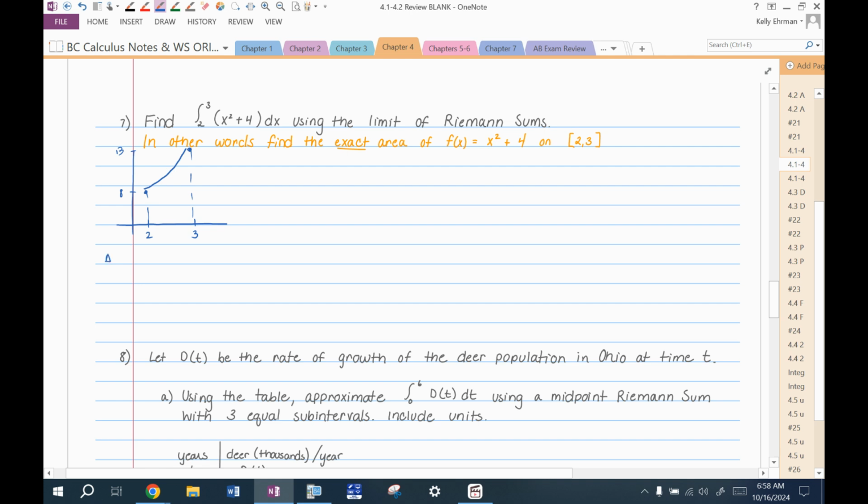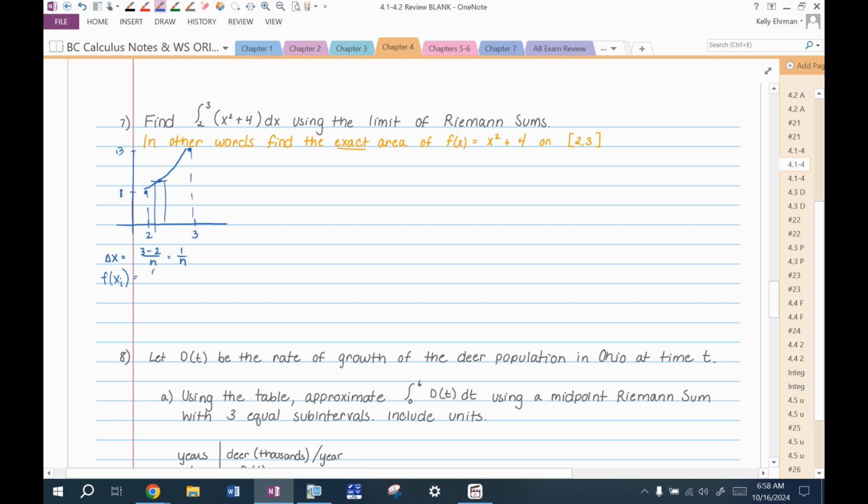All right, so what's our formula for delta x? Our formula for delta x is that we're going from A to B. So we're going from 3 minus 2 over n subintervals. So that's 1 over n. And then remember, we could start the first rectangle anywhere we want. It could be right here. And then from that, we build off of that. So we need to write an expression for f of x sub i.